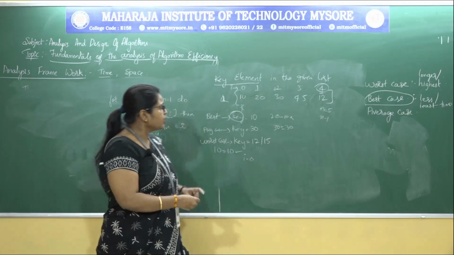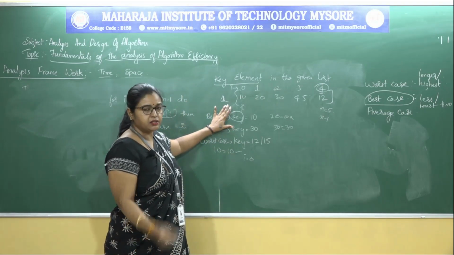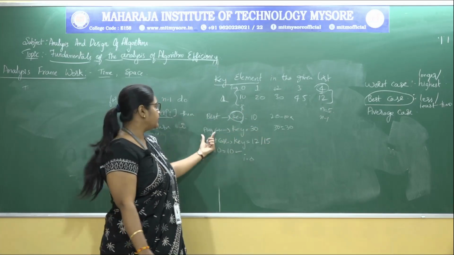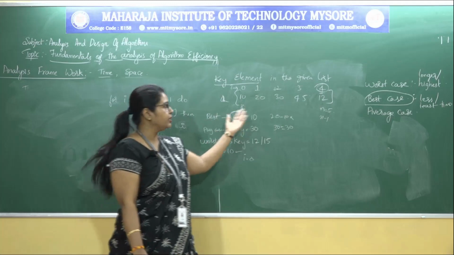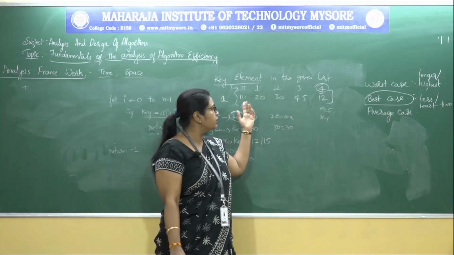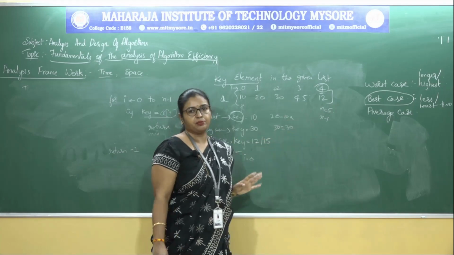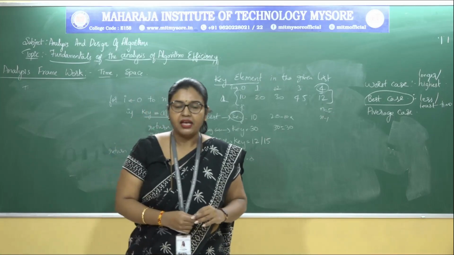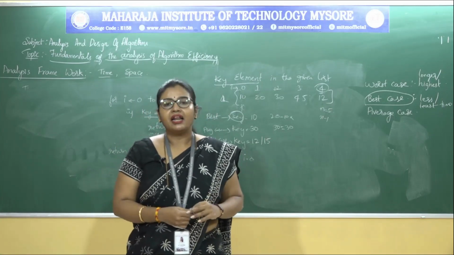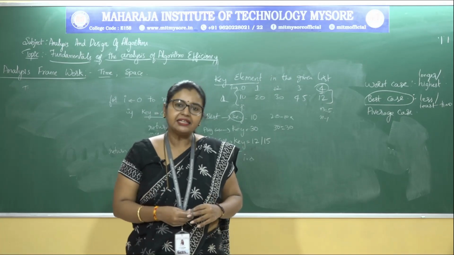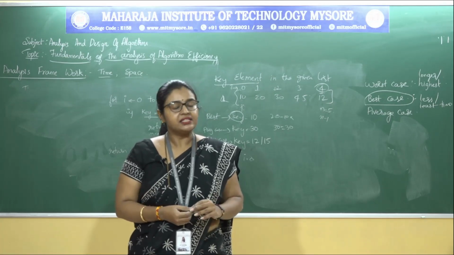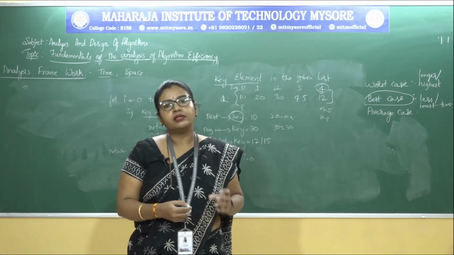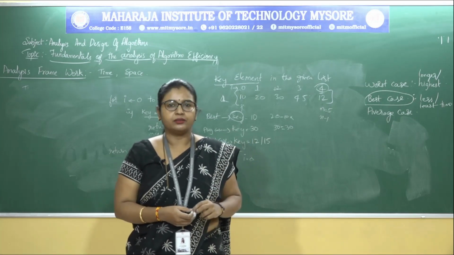So here, best case is the first position, worst case is the last position, or it might be an unsuccessful search, and the average case is any position in between, which lies between the best and the worst. This is about the worst case, best case and average case. This is about how to analyze, or the framework for analyzing your algorithm. In the next coming session, we will work on how to analyze a recursive algorithm and a non-recursive algorithm. Thank you.